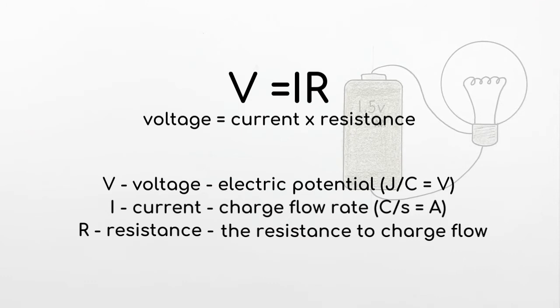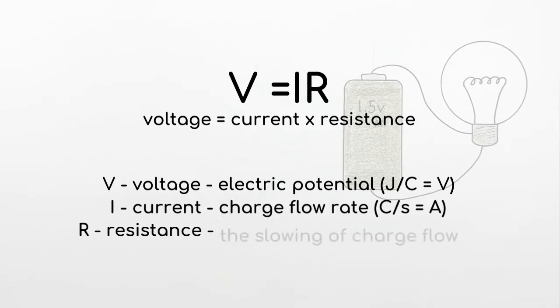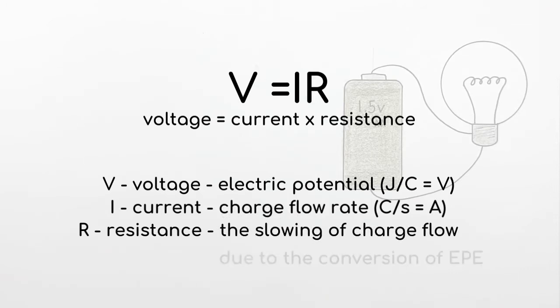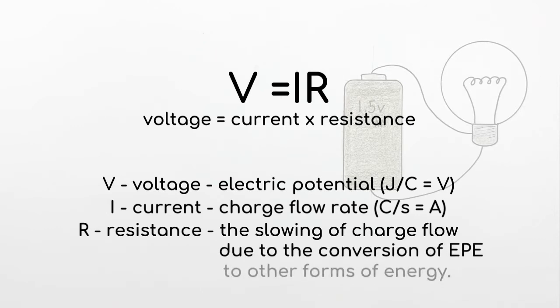Now, typically you'll see this defined as the resistance of charge flow or the impedance of flow with a charge within a circuit or something like that. But the fact of the matter is really a resistor is simply slowing the charge flow due to the conversion of electrical energy to other forms of energy. And the units of resistance are what we call ohms, which we show with the Greek letter omega.